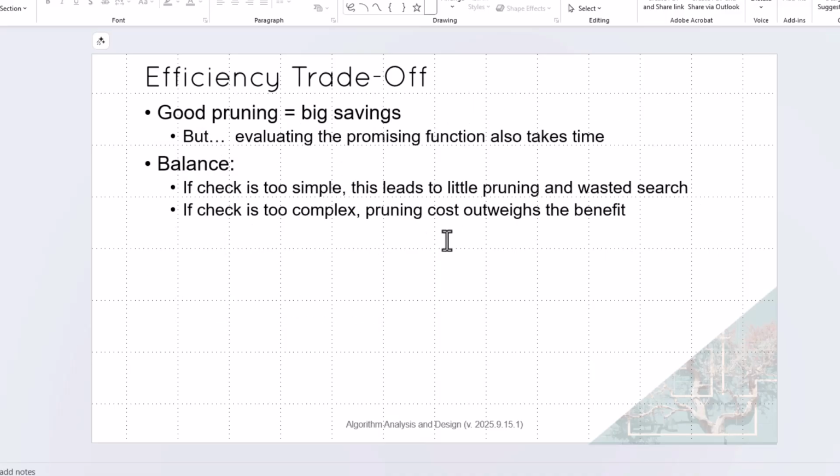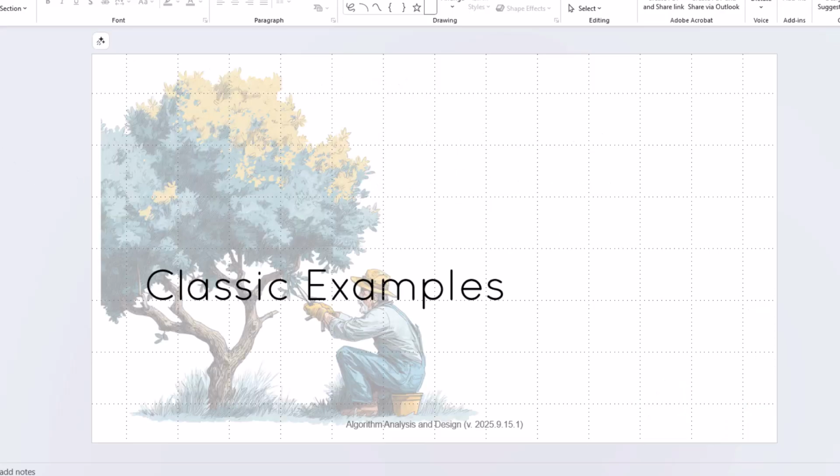We don't want to be in that. So the efficiency trade-off is that if we do well at pruning, that equals big savings. But evaluating the promising function also takes time, so we have to keep that in mind. If the check's too simple, it leads to little pruning and wasted search. If the check is too complex, the pruning cost outweighs the benefit.